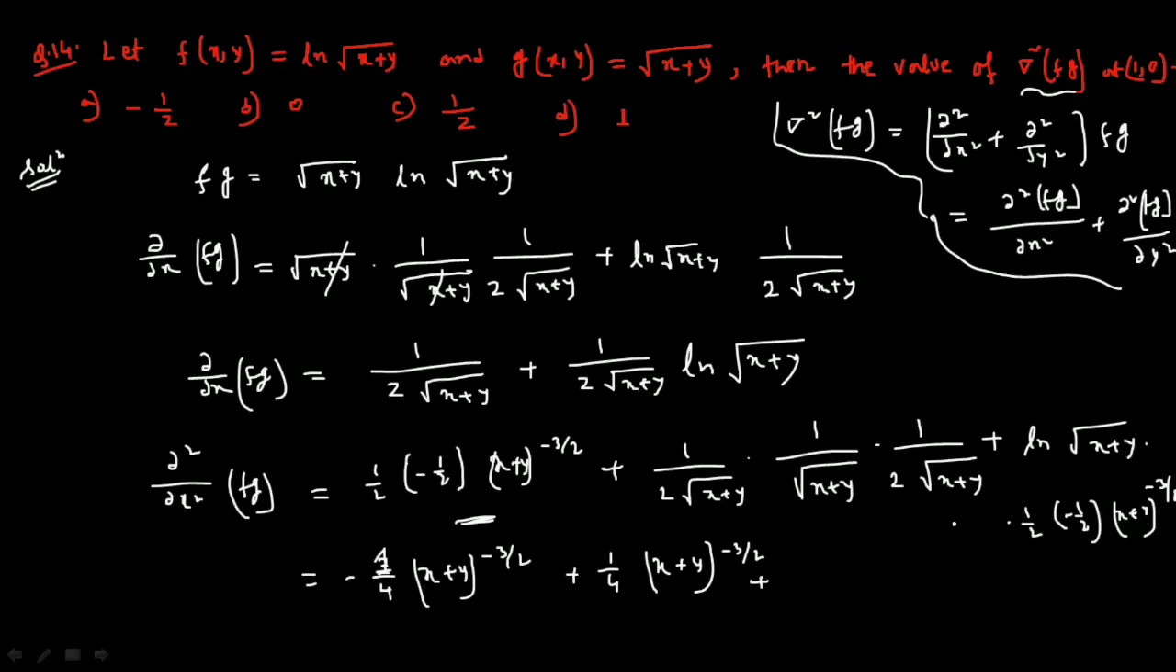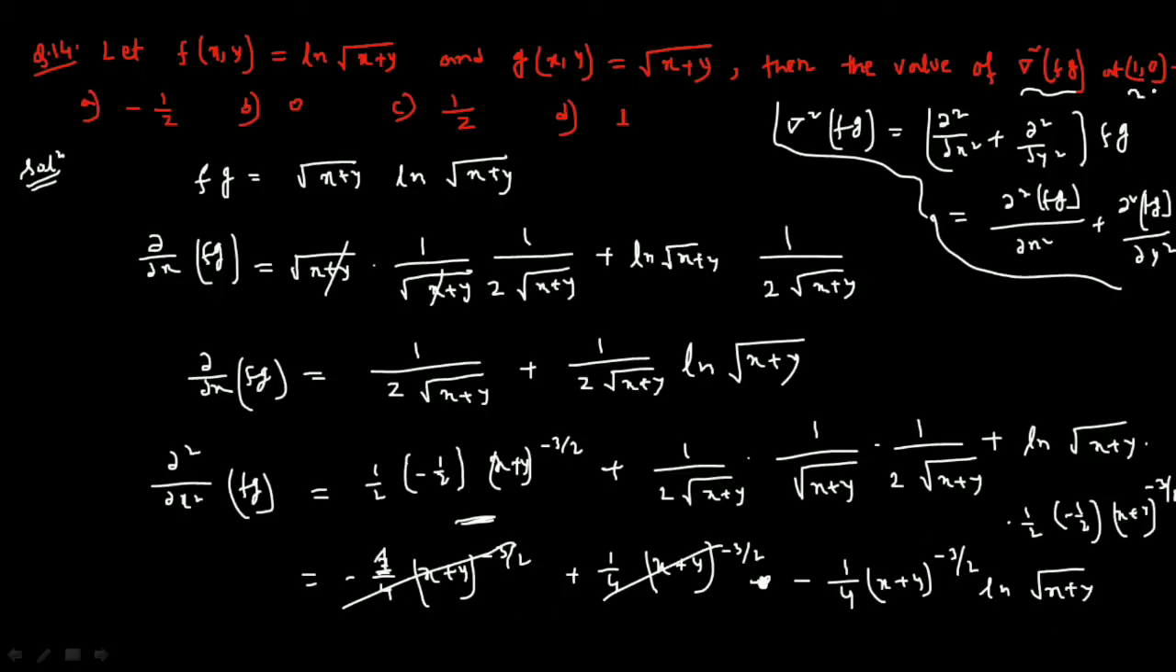and plus it will be just minus 1 by 4 (x plus y) to the power minus 3 by 2 into ln root x plus y. So this term will be cancelled out, and the only surviving term will be this.